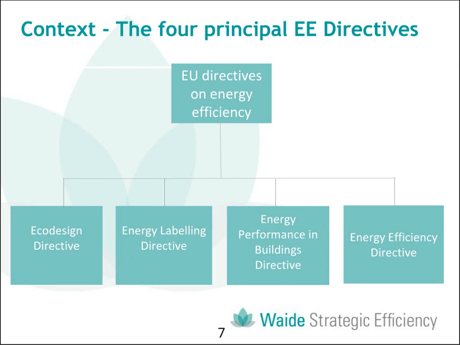Now, currently there are 4 principal energy efficiency directives in the EU, and there are others which have an impact on energy efficiency but are not classified as energy efficiency directives. The 4 principal ones are the Eco-Design Directive, which essentially gives authority to the Commission and Member States to set minimum energy performance standards for energy-using equipment and energy-related equipment. There's the Energy Labelling Directive, which allows labelling of some forms of energy-related equipment.